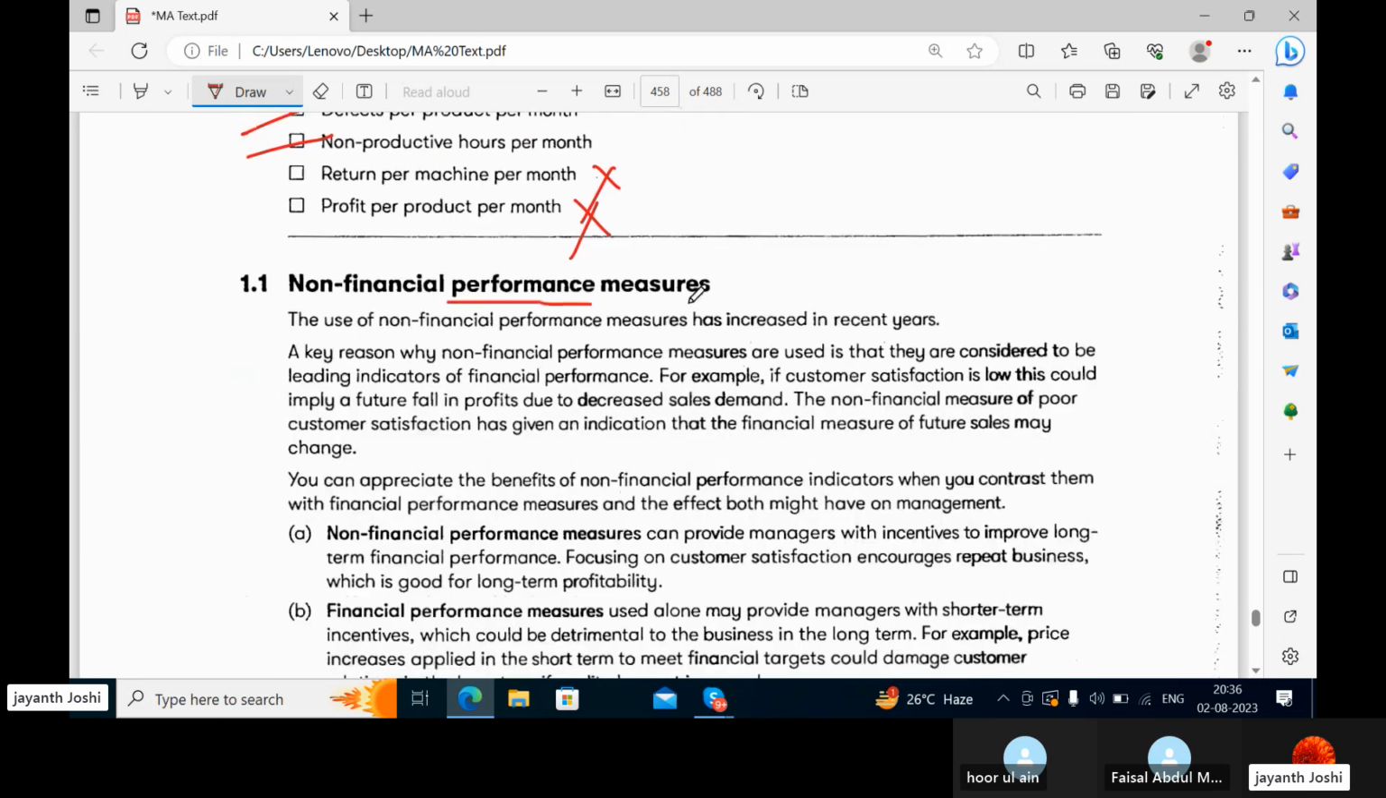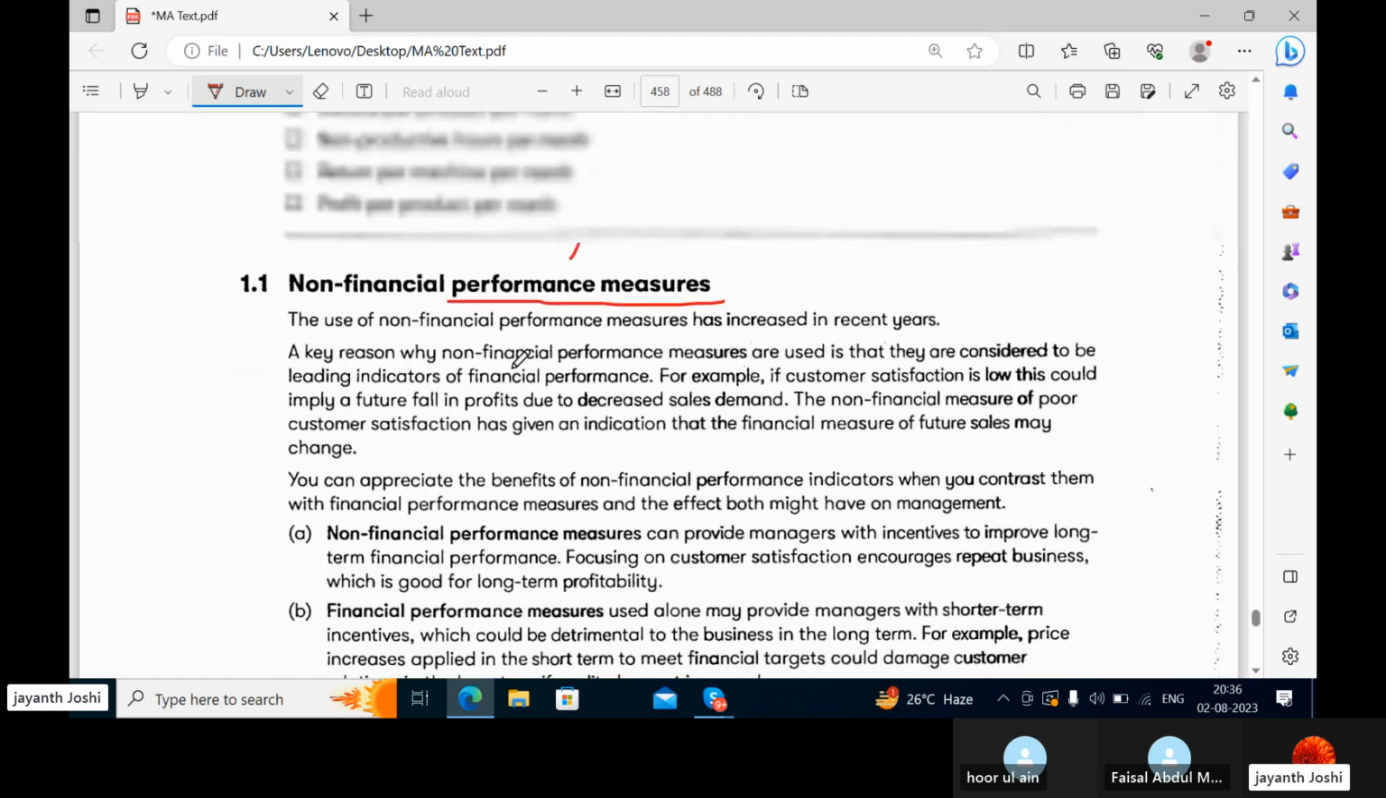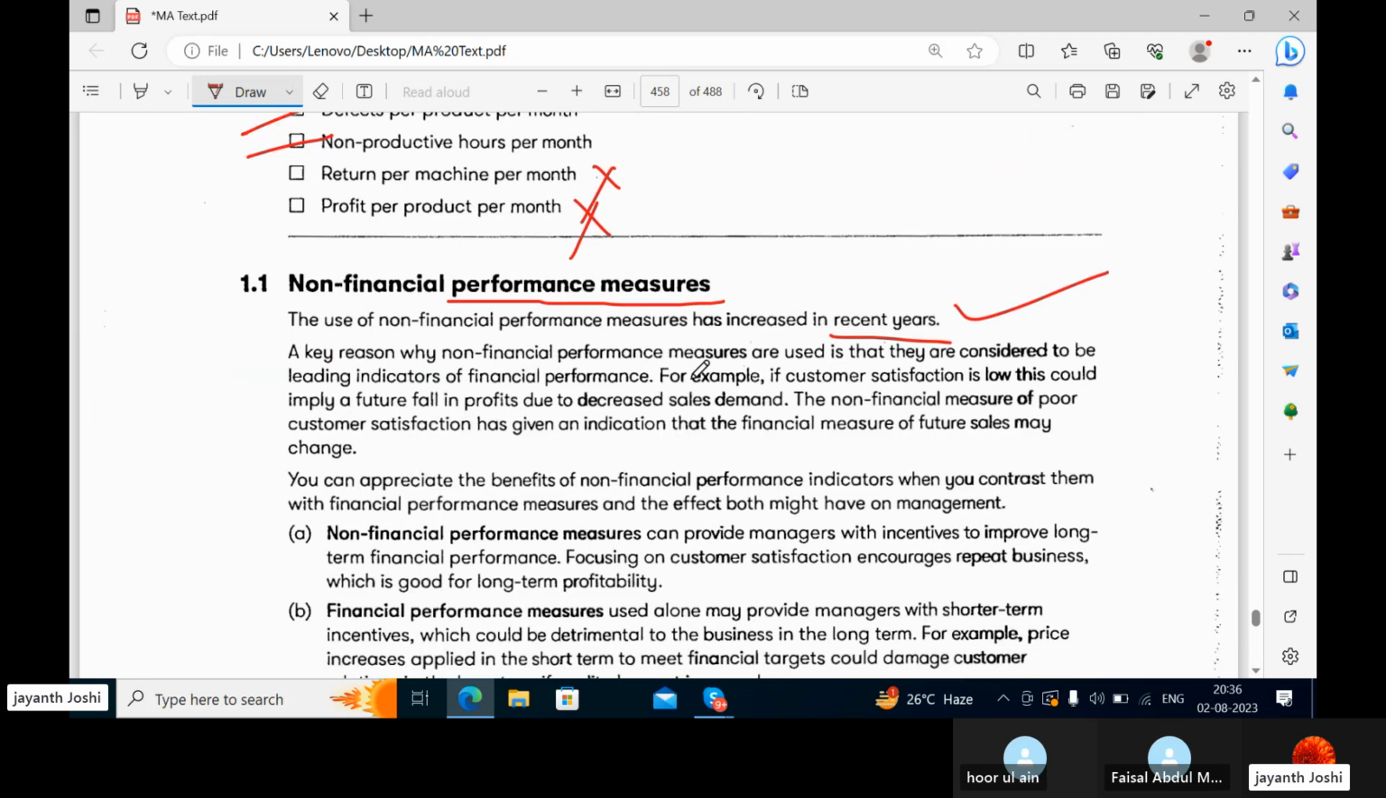Non-financial performance measures. The use of non-financial performance measures has increased in recent years. A key reason why non-financial performance measures are used is that they are considered to be leading indicators of financial performance. Of course, if I tell you a company is compromising with the quality of its product, do you think that company is going to continue for a longer period of time? No. If the quality of the product is given the highest priority and they always give fine quality to the customers, then in future they are going to survive for a longer period of time. Otherwise they have to shut down.